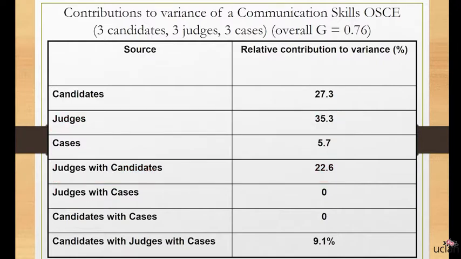Judges with cases and candidates with cases makes no significant contribution to variance, and judges with candidates with cases has a small component. The really major ones are the judges with candidates, and the candidates.